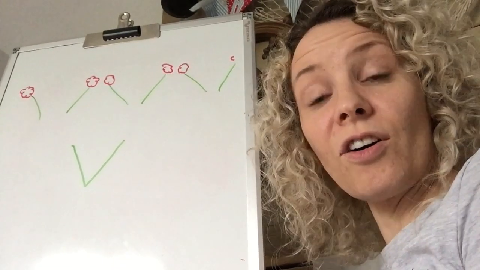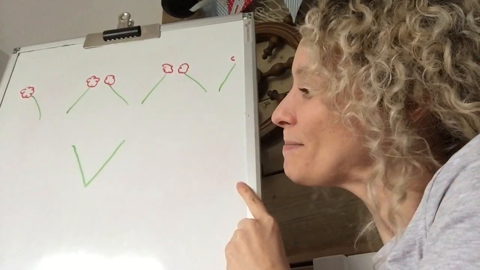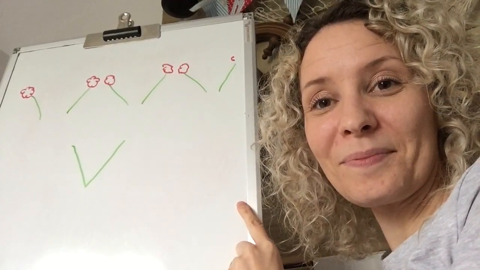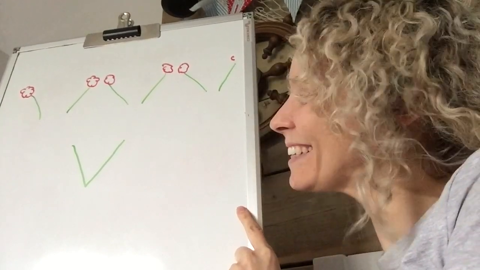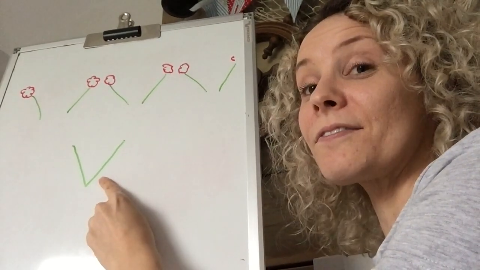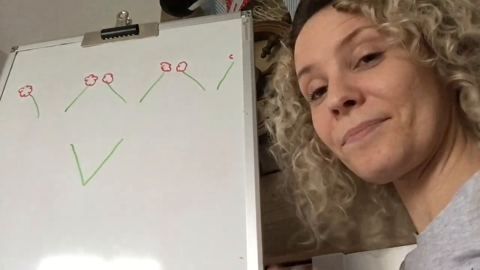V for vase. A vase that I could put these flowers into. Can you think of any words that begin with V? Brilliant. Fantastic. Great words. So my turn. V. Your turn. I'm going to have a go at drawing it in a different colour now. My V.